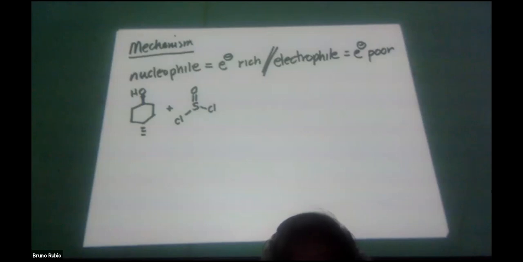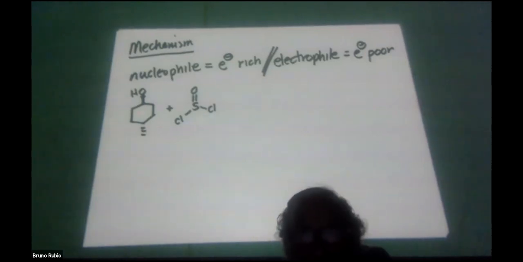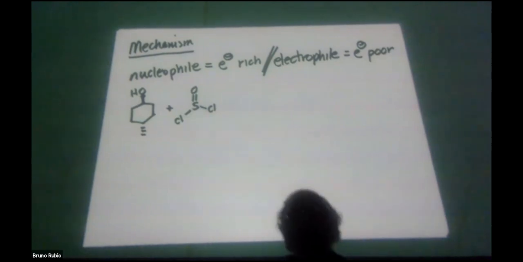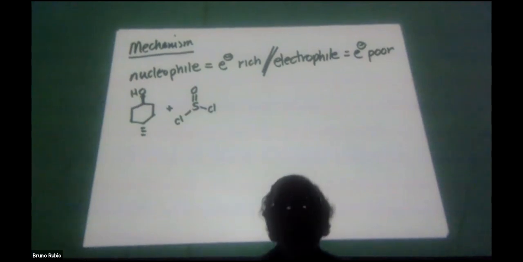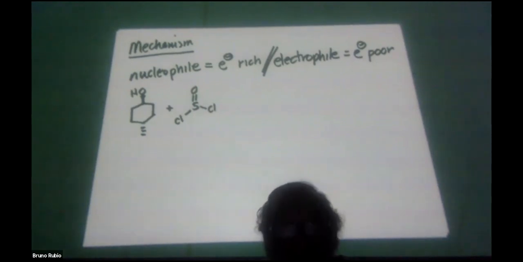Oh, the actual electrophile is going to be the sulfur atom. Sure, because this sulfur atom, this poor little sulfur atom, is bonded to all of this highly electronegative oxygen and chlorine. It is having its electrons sucked away from it by the highly electronegative oxygen and those two highly electronegative chlorines. So the sulfur atom in SOCl2, the sulfur atom in thionyl chloride, that is the electrophile.